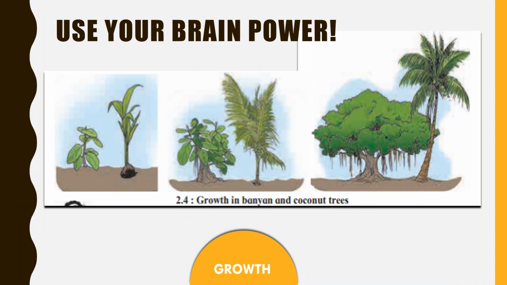Use your brain power and tell what differences you see in the growth of these plants. During growth of these plants, you see that the coconut plant grows tall without branches, and in the banyan tree we see that the branches have grown and there are some sub-branches along with the branches.